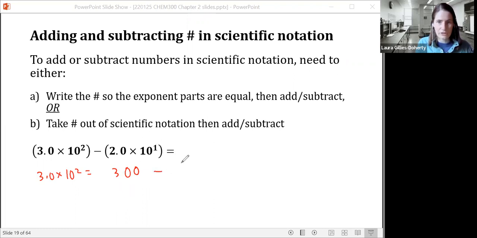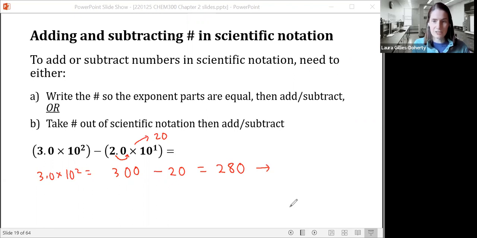minus 2.0 times 10 to the 1. We take that out of scientific notation. We're going to move the decimal point over 1. That's 20. 300 minus 20 is 280. And then if we wanted to report our answer in scientific notation, we move our decimal point 1, 2 spots. We get 2.8 times 10 to the 2.